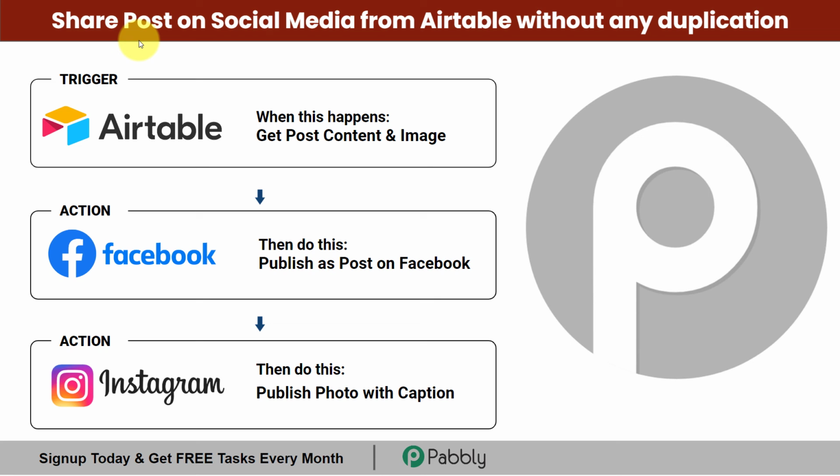In this video, we will learn how to automatically share posts on social media from Airtable without any duplication. So I have added a few content and images in my Airtable records, and I'm going to create an automation where this content and image will be automatically fetched from Airtable and published as a post on Facebook automatically, and the same post will be published on Instagram as well. And this automation will run every day, that too without any duplication and without any manual effort.